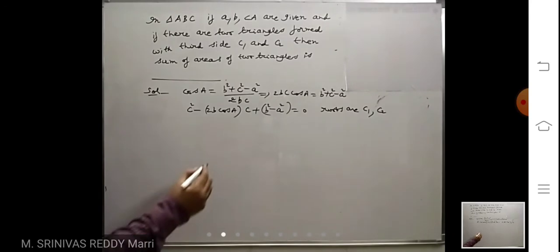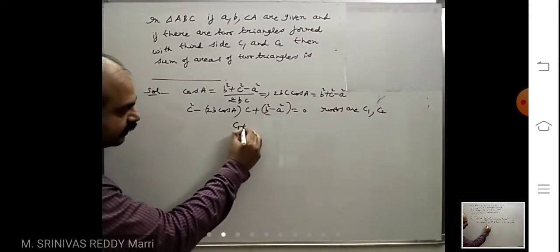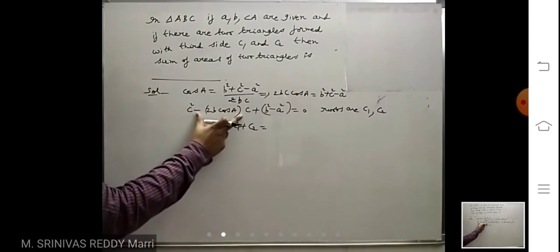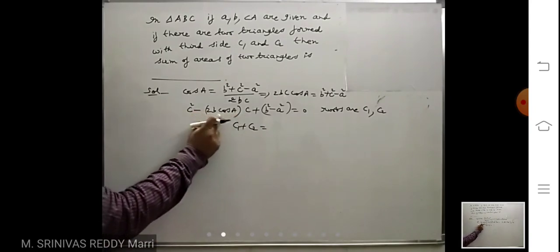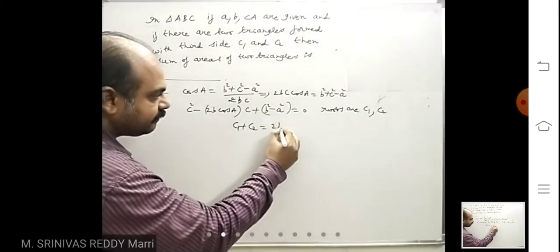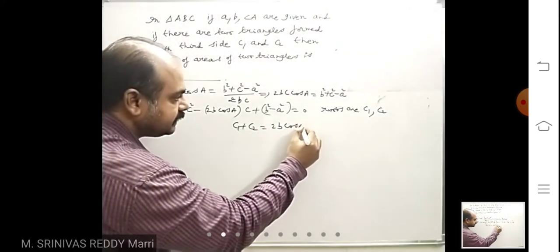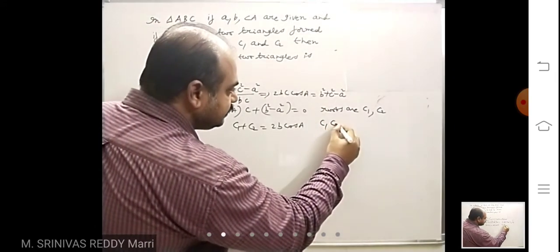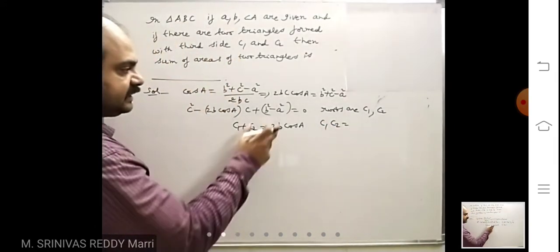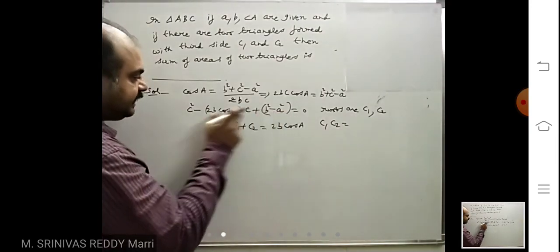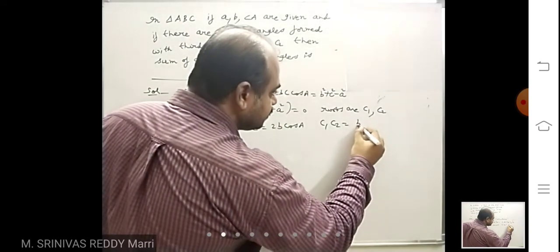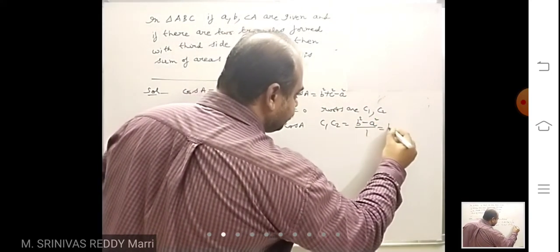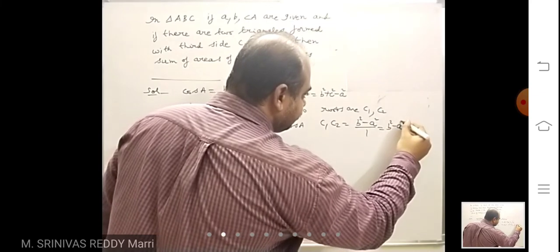So write the sum of the roots. Sum of the roots is c1 + c2, which is minus b divided by a. So minus of this divided by 1, that means 2b cos A. This is c1 + c2. And then c1·c2 is nothing but the constant divided by 1, that means b² − a².